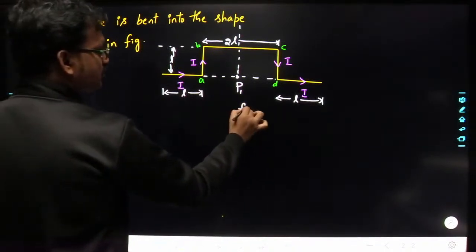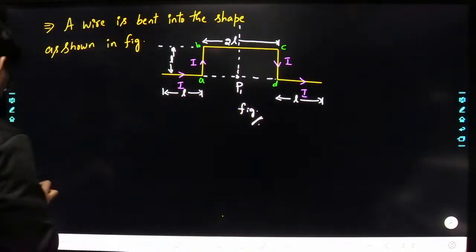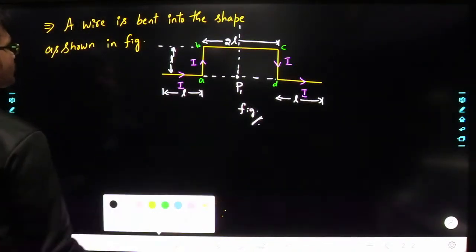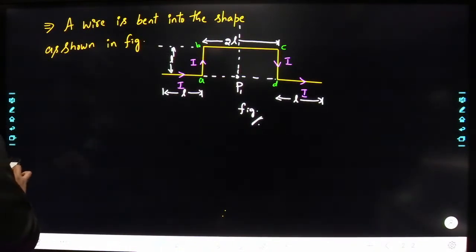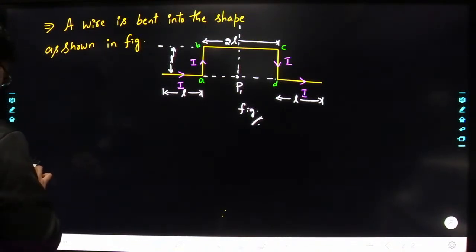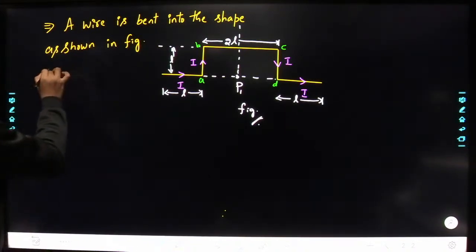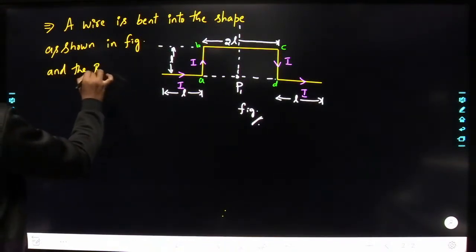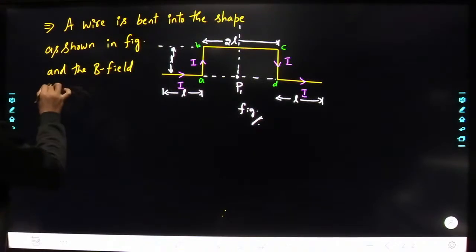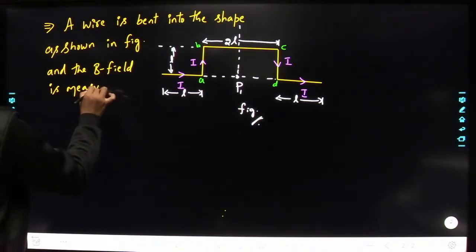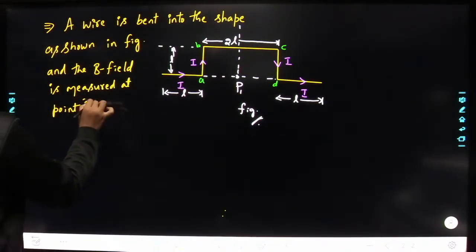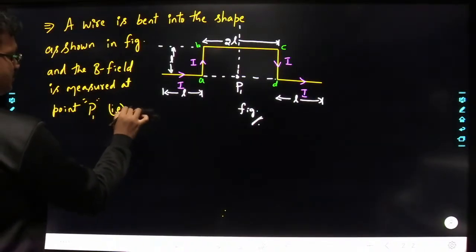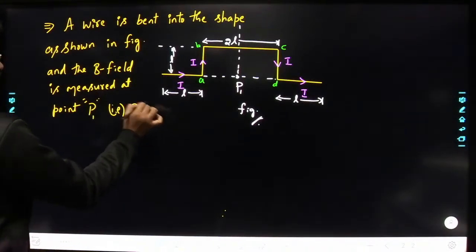Okay, so this is the figure. As shown in figure, and the B field is measured at point P1. So that is B1.